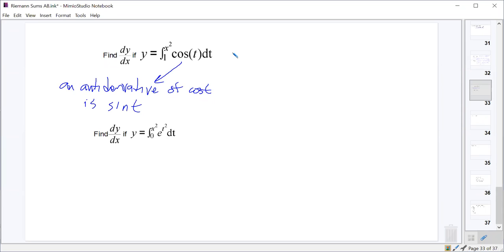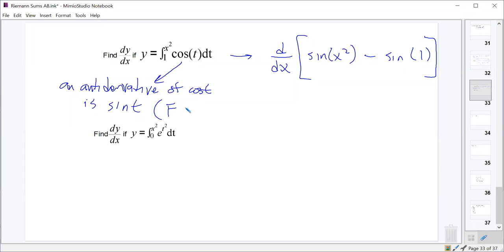So what we could do is we could write this out as we want the derivative of the antiderivative function of cosine, which is sine of x squared, minus the antiderivative function of cosine, which is sine of 1. Everybody see that that's what we could do here? Or if we didn't recognize that sine was the antiderivative of cosine, we could have just called it capital F. We could have said capital F of x squared minus capital F of 1. Either way would be fine. Good or no? Yeah, makes sense.